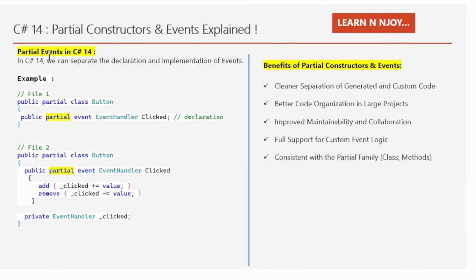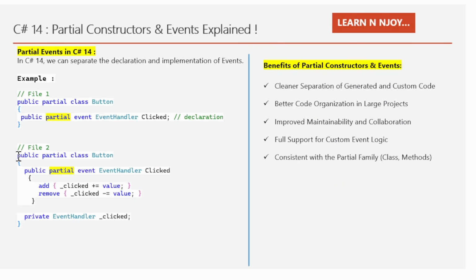Okay, so now let's talk about the partial events in C# 14. Like constructors, events used to be all or nothing in one file, but now in C# 14, we can separate the declaration and implementation of events. Let's say we have a class called Button and I want to define an event called Clicked, but I'm going to spread its definition across two files. This is possible because of the partial keyword that enables us to split one class across multiple files, and in C# 14, this now includes events too.